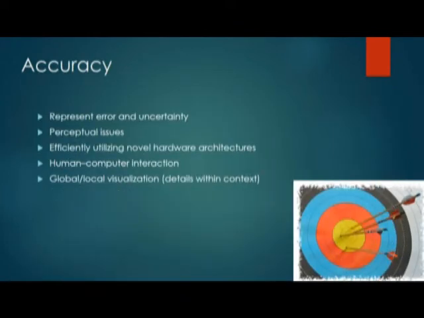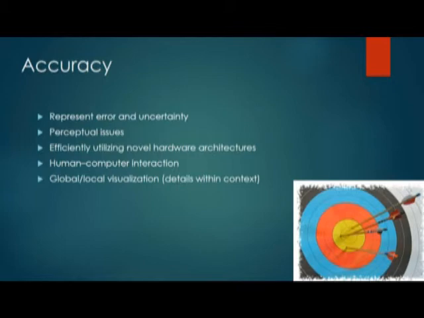Going into more detail, accuracy. We fail to represent error and uncertainty in a lot of our visualizations. A lot of people simply draw, for example, a very simple line graph and forget to add error bars where they're needed. This can be a major issue for presenting data to a mass audience, and they can be ill-informed, essentially.